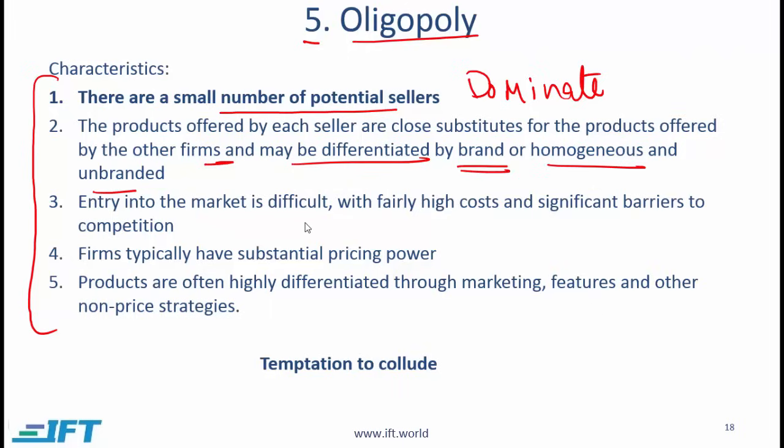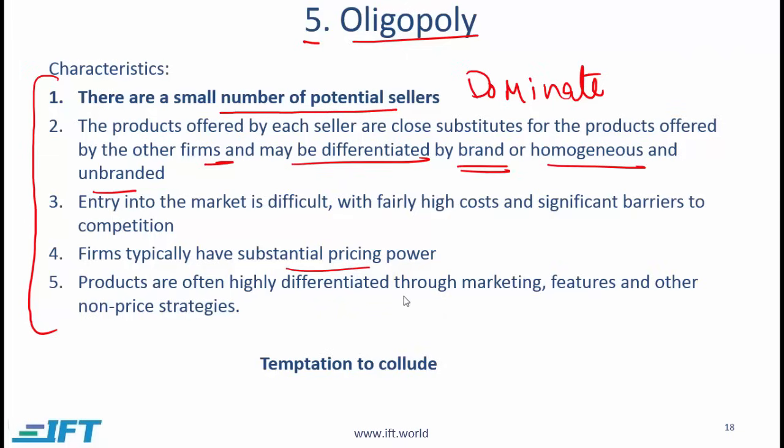Entry into the market is difficult. In other words, barriers to entry are relatively high, which would explain why we have a relatively small number of players. Firms typically have substantial pricing power.